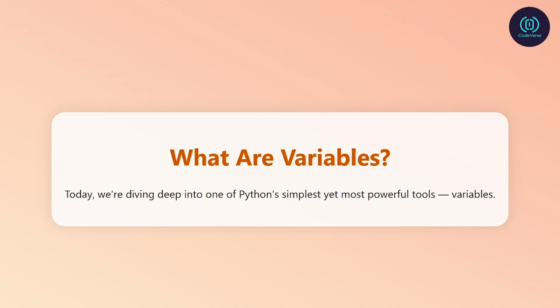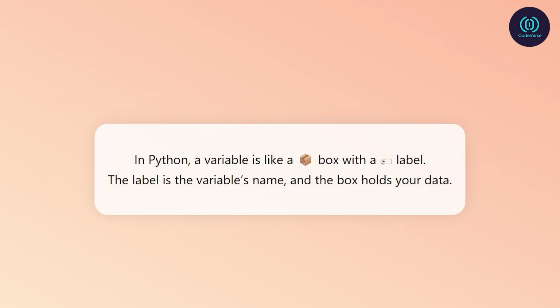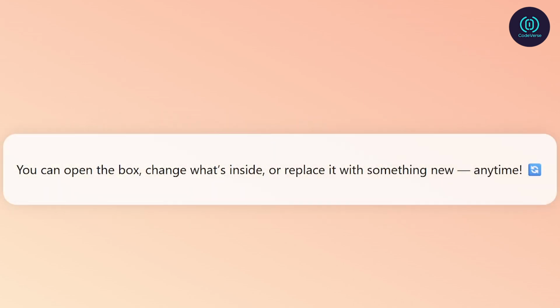In the last lesson, we talked about the big picture of variables and data types. Now, let's zoom in and really understand what a variable is, why it matters, and how you can use it like a pro. In Python, a variable is simply a name that points to a value stored in your computer's memory. You can think of it like a label on a box. The label is the variable's name, and the box holds the data. The beauty is, you can open the box, change what's inside, or even replace it with something completely different.